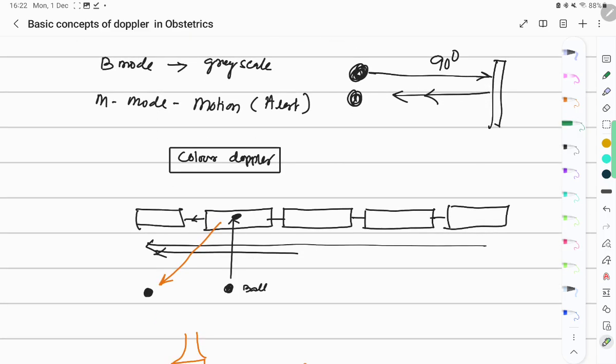But for color Doppler, the blood is flowing in a vessel, so it is a moving object. Suppose this is a running train, moving from right to left. In that case, if I throw a ball at the running train, the ball will not come back to me. It will be thrown beyond or outside.